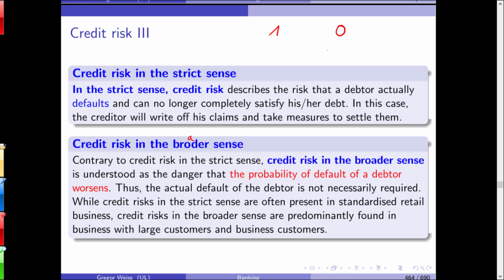I don't know how to pronounce that in English, dichotom in German. I know how to spell it, but I don't know how to pronounce it. Dichotomous.